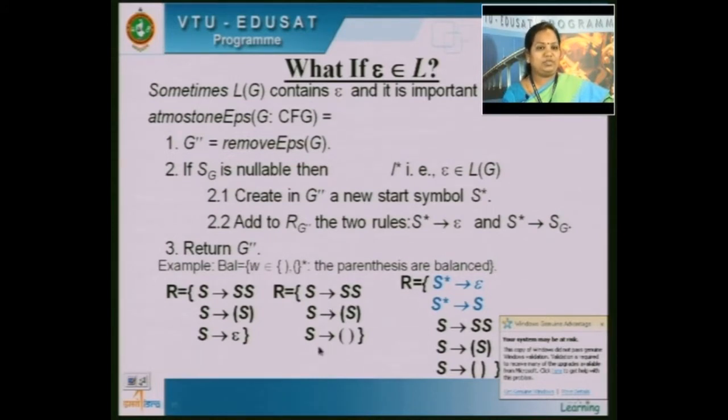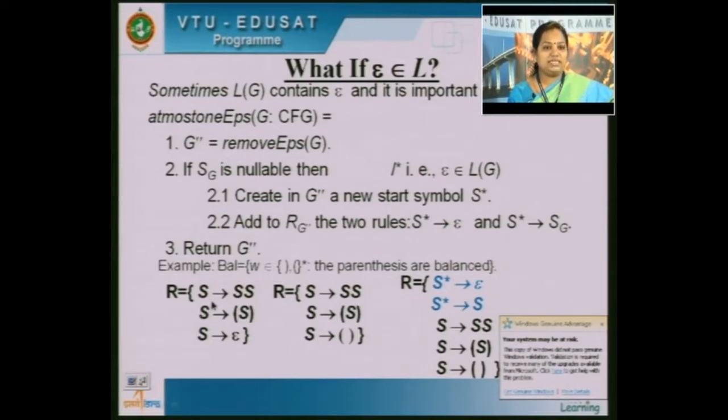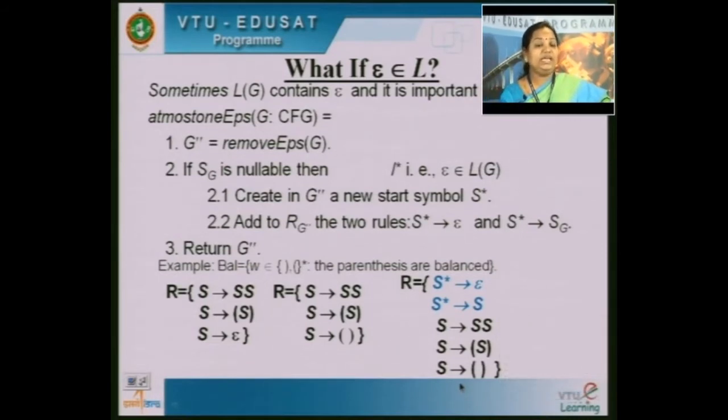This is the grammar obtained after eliminating the epsilon productions. Once we have eliminated epsilon productions, next we generate a new start symbol S star and include two rules. S star tends to epsilon is the first rule added, and one more is S star tends to S, which is the start symbol of this grammar, where S has these three rules as they are. So, this is the grammar obtained after eliminating epsilon productions and including the first string epsilon in this grammar. So, by applying remove epsilon and at most one epsilon, we have eliminated epsilon productions.